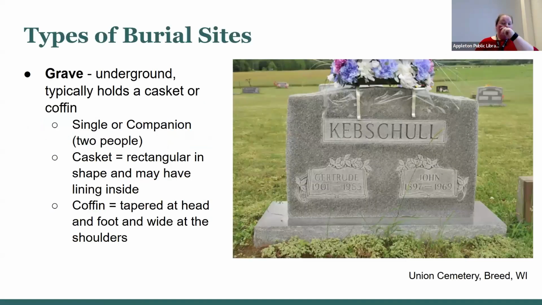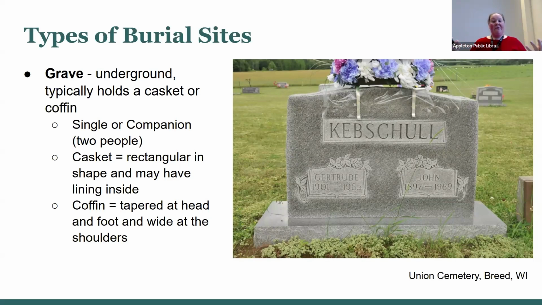All right, so quickly we're going to talk about the different types of burial sites. Of course, the one we're mostly aware of is a grave. That's an underground burial, typically within a casket or a coffin. These can be a single grave or a companion one where there's two separate people in there. And there is a difference between caskets and coffins. Caskets are more rectangular in shape and may have some sort of lining inside to make it a little nicer. A coffin is tapered at the head and at the foot and wide at the shoulders.